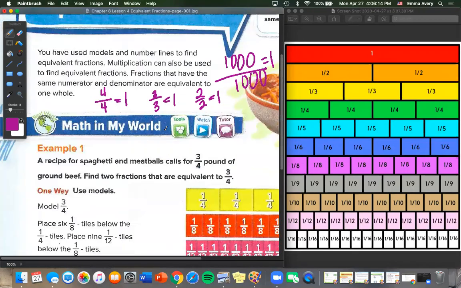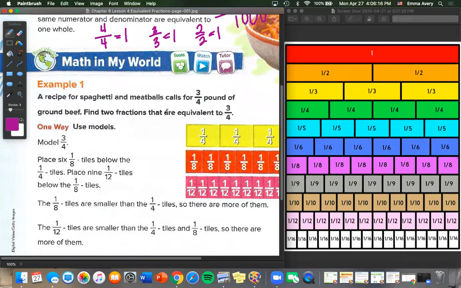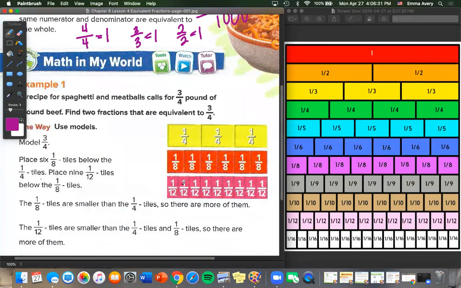So let's look at example 1. A recipe for spaghetti and meatballs calls for 3/4 of a pound of ground beef. Find two fractions that are equivalent to 3/4. So one way is to use a model with our fraction tiles, and it shows us to model 3/4. So we have 1, 2, 3 over here, and place 6 eighths tiles underneath. 1, 2, 3, 4, 5, 6.